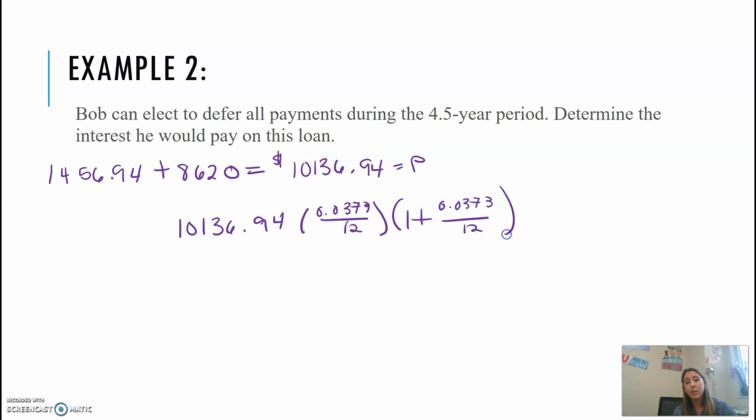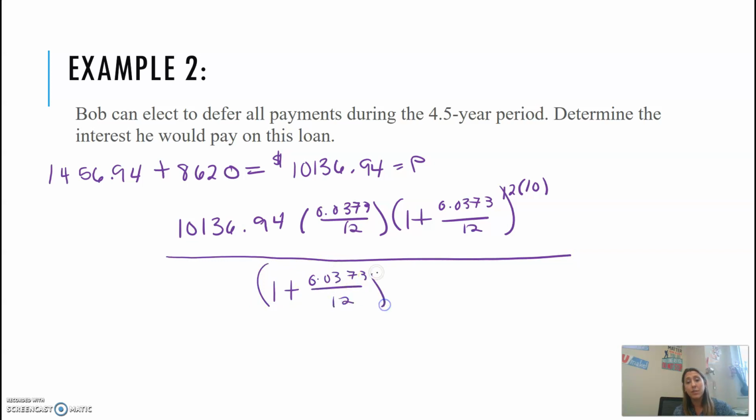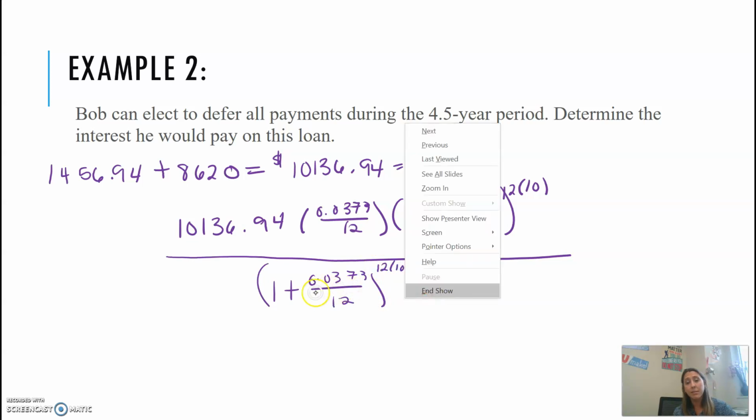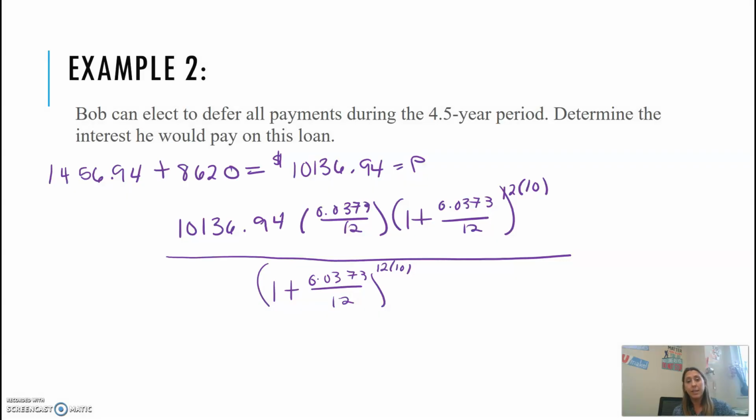over 12 raised to the 12 times 10, because remember, industry standard is a 10-year loan, and we've already figured out the first 4.5, plus 1 plus 0.0373 over 12 to the 12 times 10 minus 1. Okay, you can put this in your calculator and you're going to get a number. You're going to get something like 101.34, I want to say, but let's make sure.